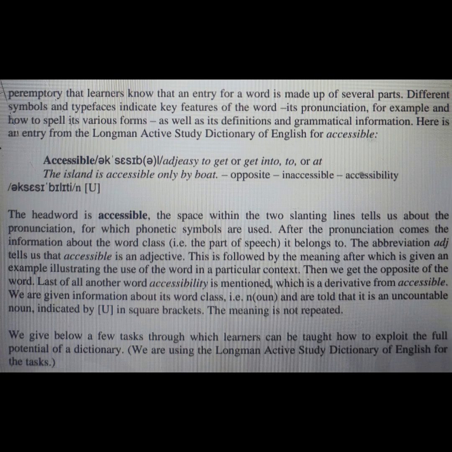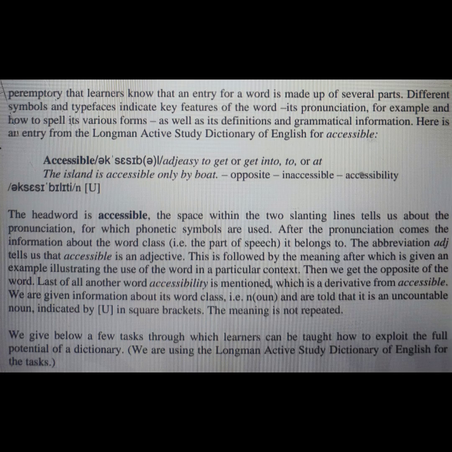Here is an entry from the Longman Active Study Dictionary of English for accessible. The island is accessible only by boat. The headword is accessible. The space within the two slanting lines tells us about the pronunciation, for which phonetic symbols are used. After the pronunciation comes the information about the word class, i.e. the part of speech it belongs to. The abbreviation adjective tells us that accessible is an adjective.